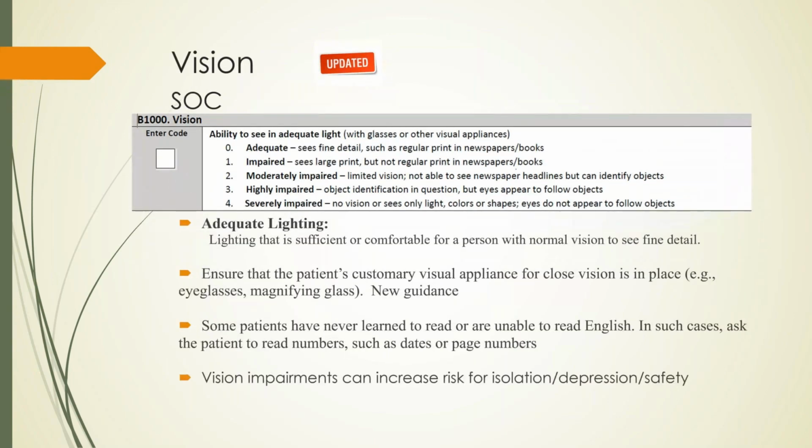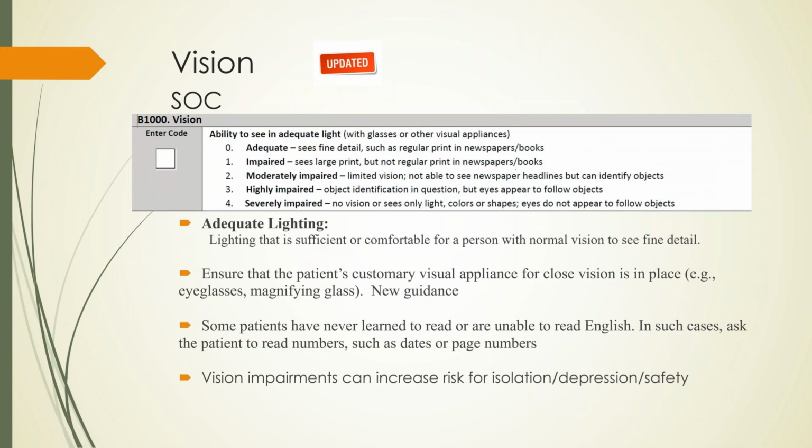Okay, vision. Vision's done at start of care. So right now, when we answer the vision question, you have, I think, normal, partially impaired, and severely impaired. Those are the 3 selections that you have to pick. They've changed it a little bit. So now it's what's the ability to see in adequate light. Adequate light is defined as lighting that's sufficient or comfortable for a person with normal vision to see fine detail.